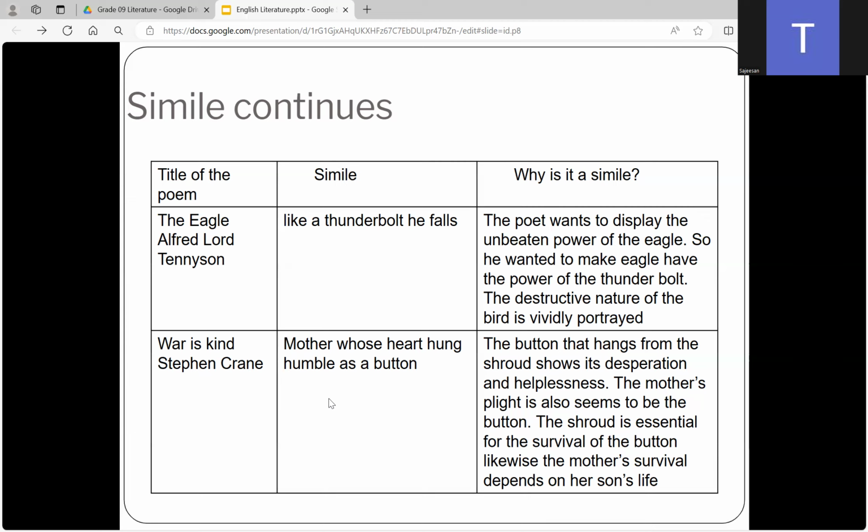The shroud is essential for the survival of the button. Likewise, the mother's survival depends on her son's life. Here, the common factor is helplessness. Her life is in between, whether I live or die, right? I'm giving my example and elaboration while I am providing one session about War is Kind. But here I am focusing only on giving input about understanding the simile from the poem given for the syllabus, right?